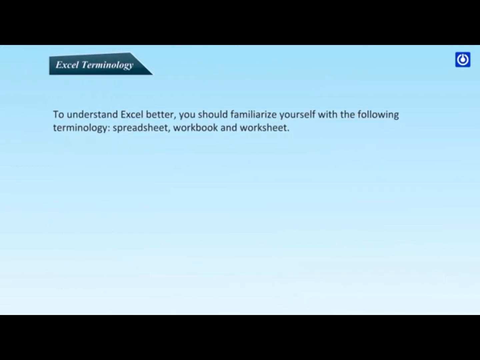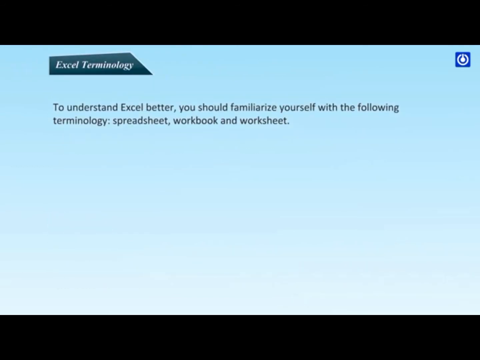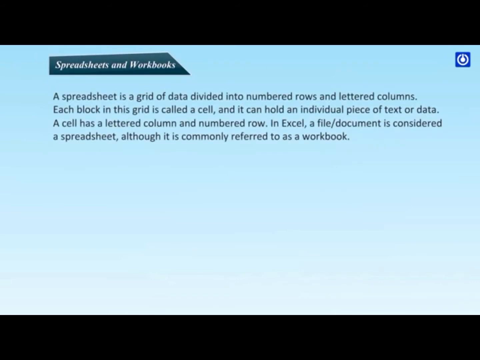Excel terminology. To understand Excel better, you should familiarize yourself with the following terminology: spreadsheet, workbook, and worksheet. Spreadsheets and workbooks. A spreadsheet is a grid of data divided into numbered rows and lettered columns. Each block in this grid is called a cell, and it can hold an individual piece of text or data. A cell has a lettered column and a numbered row. In Excel, a file or a document is considered a spreadsheet, although it is commonly referred to as a workbook.